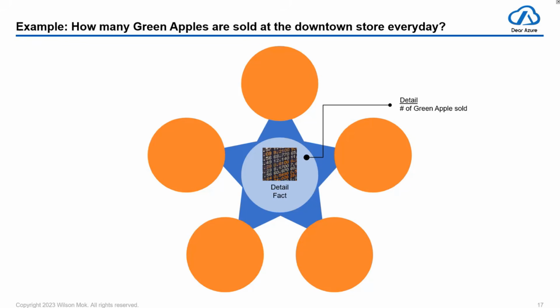So let's take that example of the grocery store and let's expand on it a little bit. So let's just say we do want to measure the fact table. We do want to measure the amount of green apples being sold at this particular grocery store downtown. So we want to track that number as the green apples are being sold.